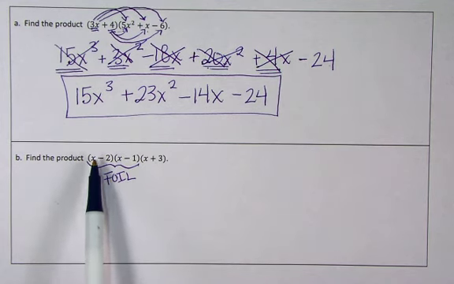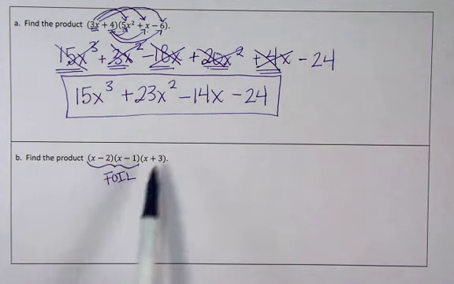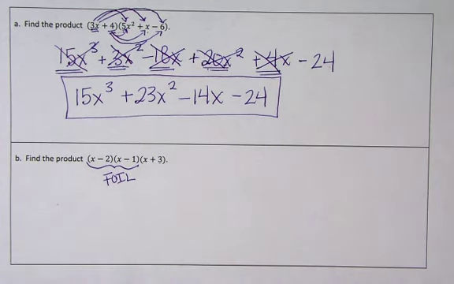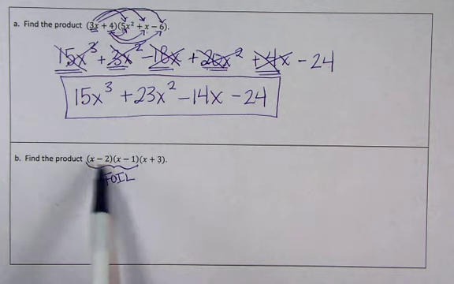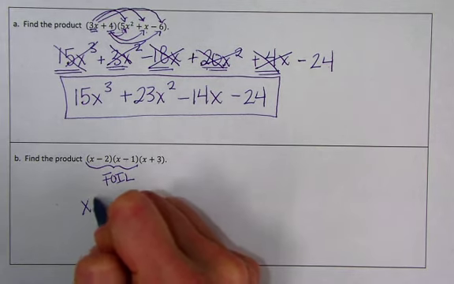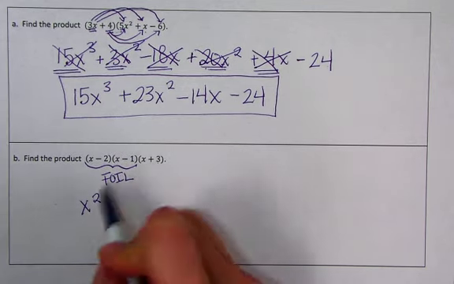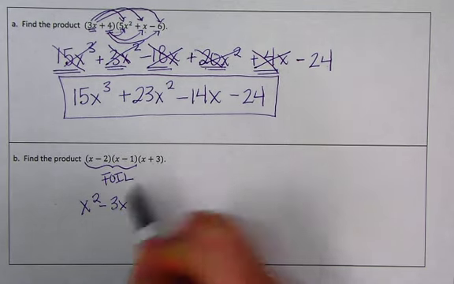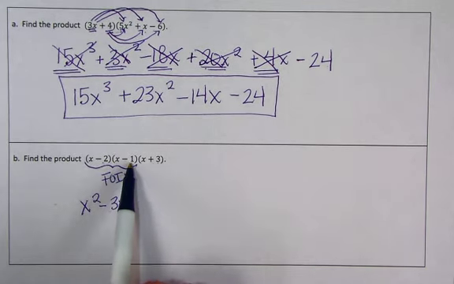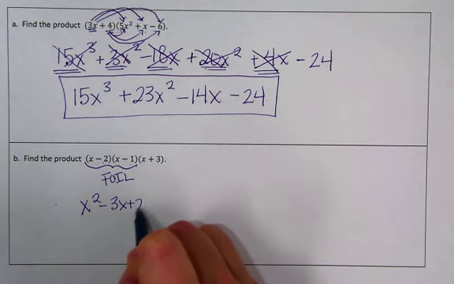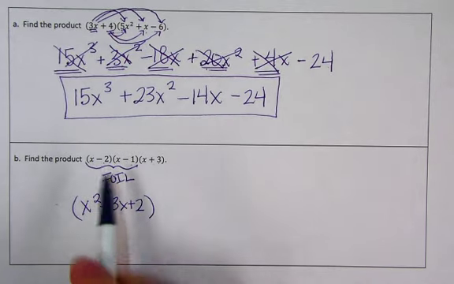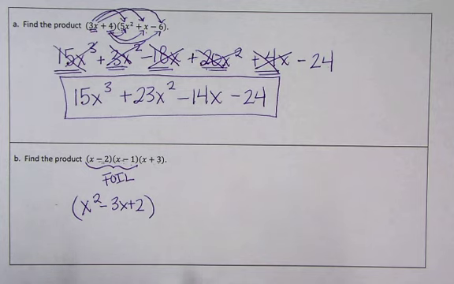It doesn't matter if you take the first 2, the second 2, or the outer 2, it's going to give you the same result in the end. But we're going to go with the first 2 and FOIL these 2 together. So if I FOIL, I get x times x, which is x squared. Negative 1x minus 2x gives me a negative 3x. And negative 2 times negative 1 gives me a positive 2 when I FOIL these 2 groups together.